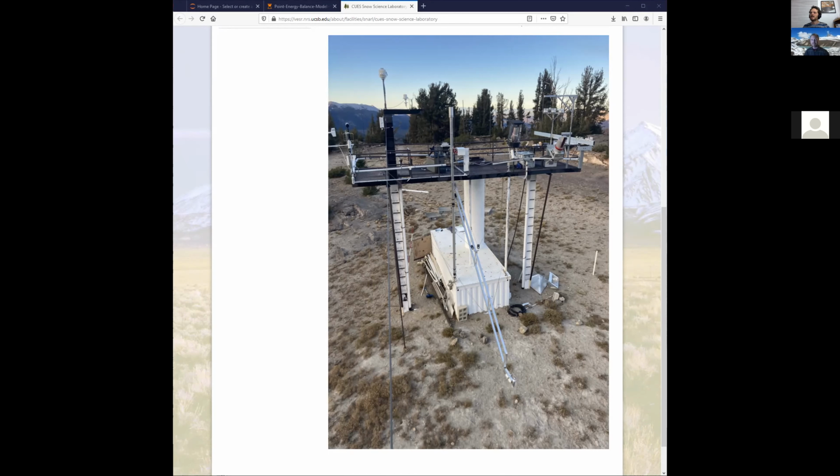And in a big snow year, the snow level comes up to the top of this platform. So that's why it's so high off the ground. And then this box down here is a big storage container. All of our computers and data loggers are inside of this storage container.